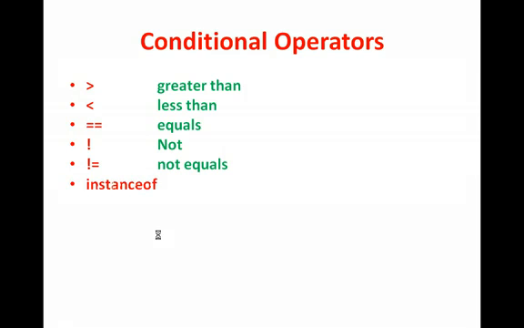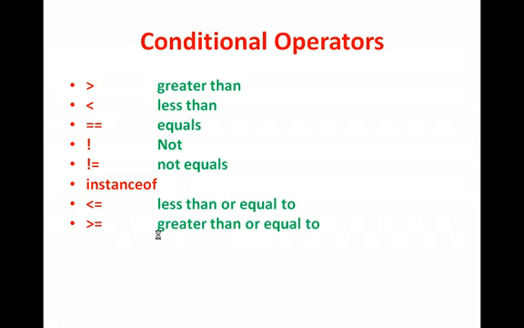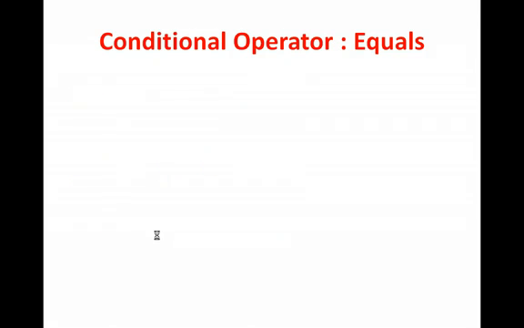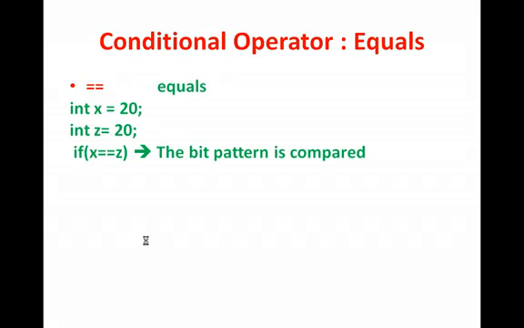Coming to the conditional operators, you can find greater than, less than, equals, not equals, instance of, less than or equal to, greater than or equal to, short circuit AND and short circuit OR. So I'm going to only talk about the equals, instance of, and short circuit operators. Rest of all are very basic things. Coming to the equals, when you apply the equals operator to primitive data types, it is going to compare the bit pattern that is there in the variables and give us the result.